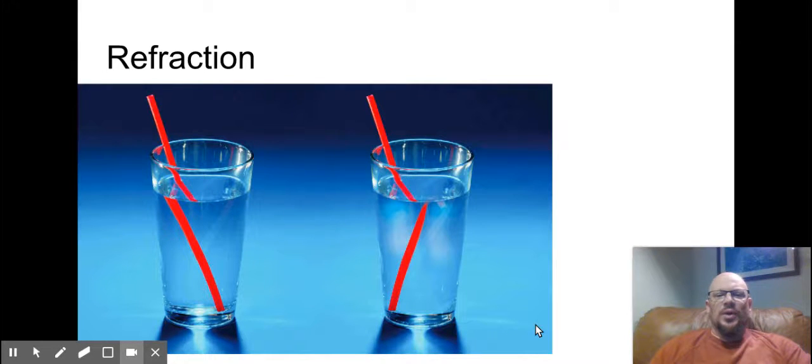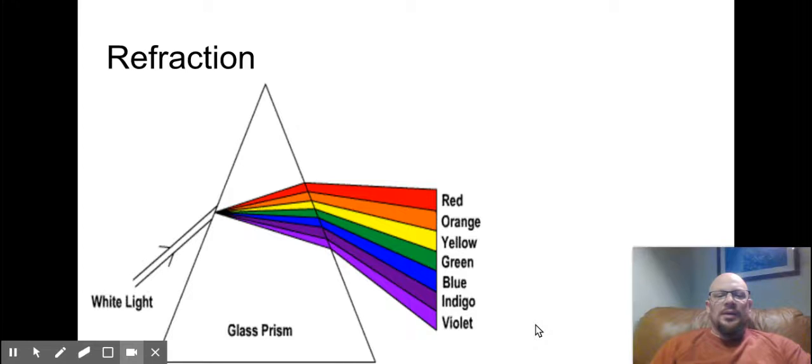Refraction is the reason that we see a straw in a glass differently: if we're looking at it under the water, it looks at a different angle or maybe a different size than above the water. That's because of refraction. It's also the reason when you look at a fish tank, if you look down from below or from above, the fish looks like it's in a different place or a different size than if you're looking in through the side of the fish tank. That angle changes as it goes through different mediums.